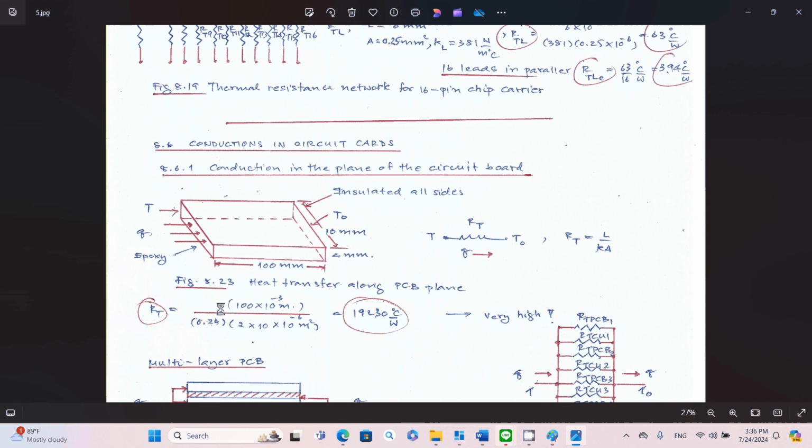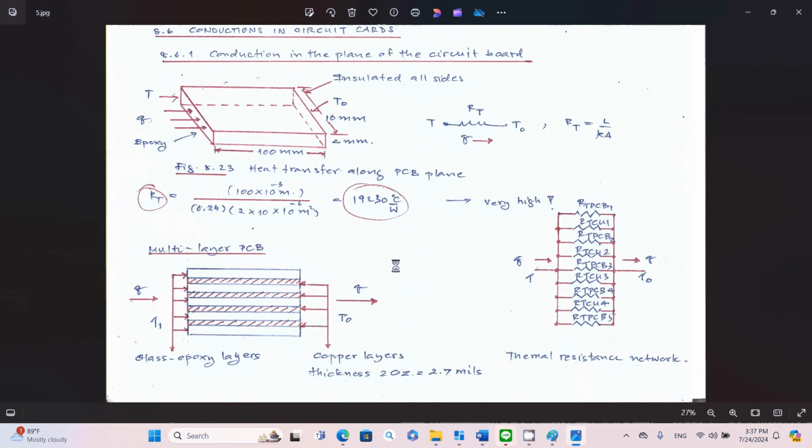Compare that with the thermal conductivity of copper, which is 381 watt per meter degree Celsius. And also the length, when you compare it to the cross-section area, it's much different. This is your cross-section area: you have thickness 2 millimeter and the width is 10 millimeter, so your cross-section area is simply 2 by 10 millimeter square, and that's very high.